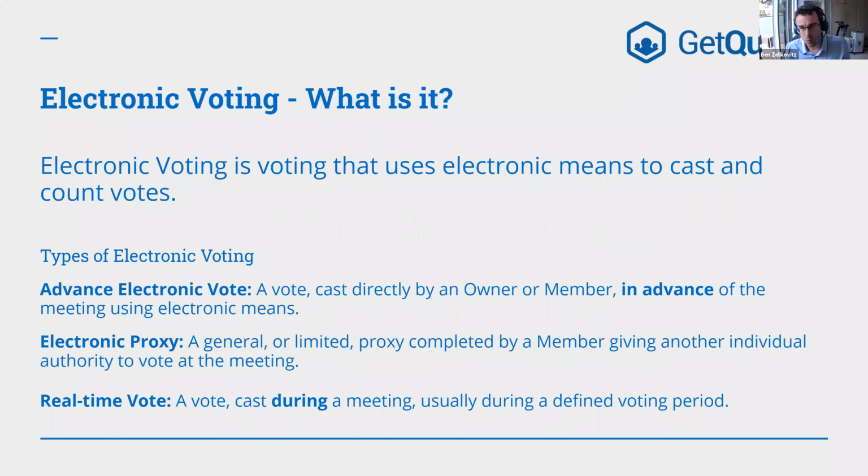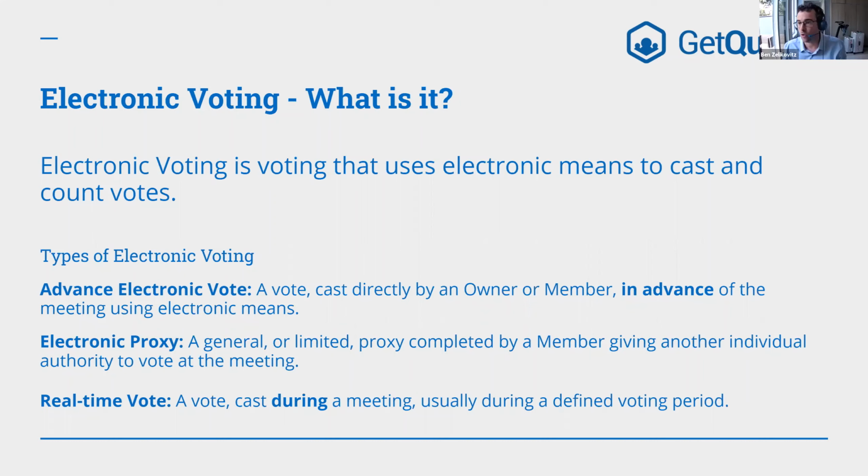So electronic voting, what is it? Electronic voting and virtual meetings are cousins. They're very closely related, but you have to understand that there's a little bit of difference between the two. We're going to talk primarily today about two different types of electronic voting that happen with a virtual meeting. The first is an electronic proxy. An electronic proxy is a general or a limited proxy completed by an owner that gives another individual authority to vote at the meeting. This is the most commonly used advanced electronic voting method in the province of Alberta.